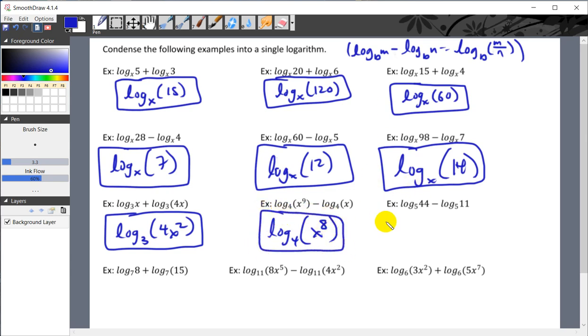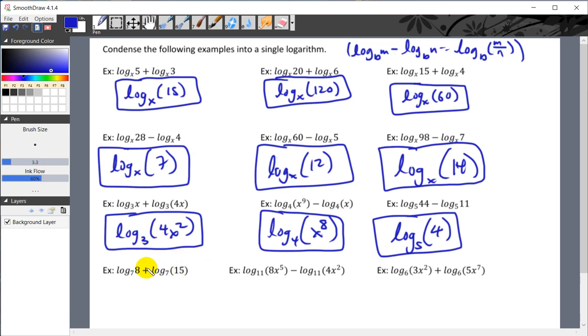Okay, this one, log base 5 of 44 divided by 11. 44 divided by 11 is 4. Log base 5 of 4. So actually all these here, you don't even need to write the parentheses. Or actually maybe this one you need to write parentheses. But all these here, you don't necessarily need to write parentheses. I'm just putting it there for good practice, if you guys are getting used to it first.